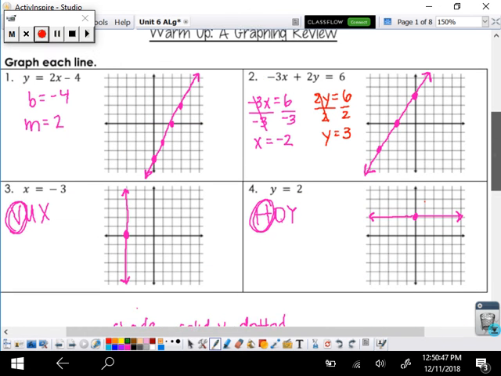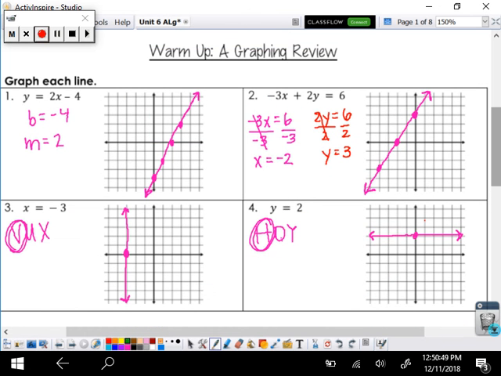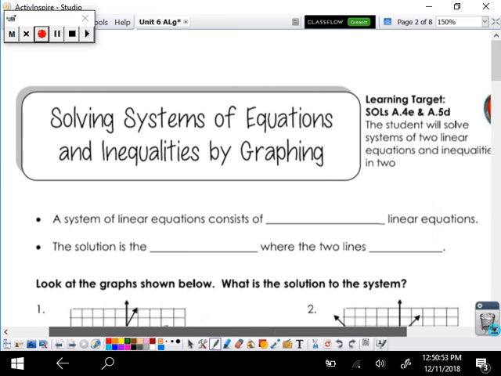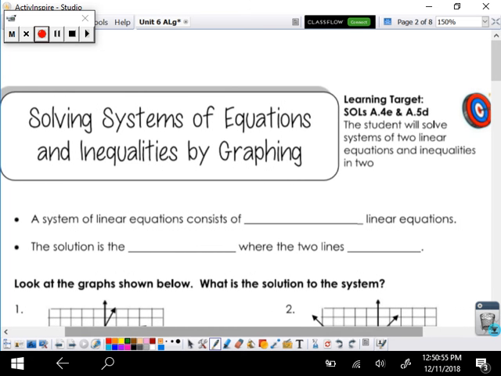That was our graphing review. Hopefully you were able to complete those successfully. Today we are looking at solving systems of equations and inequalities by graphing. Okay, so our method is going to be graphing. That's why we just did the review. And we're going to be graphing multiple equations on one graph. Okay, so these problems, if you don't graph both lines correctly, you will get something wrong.